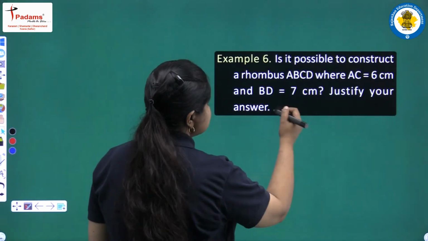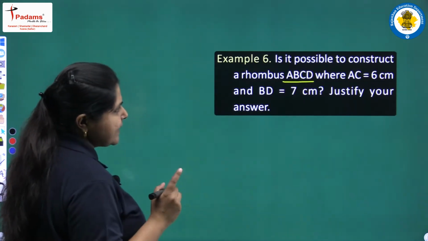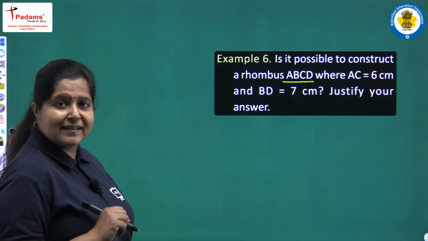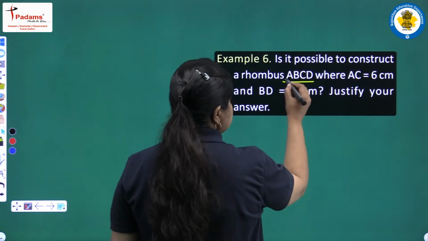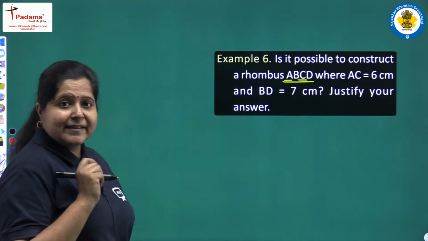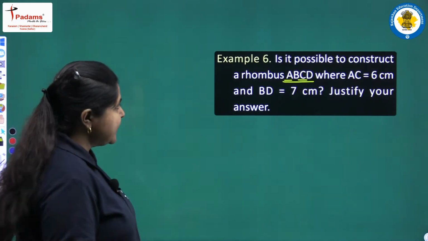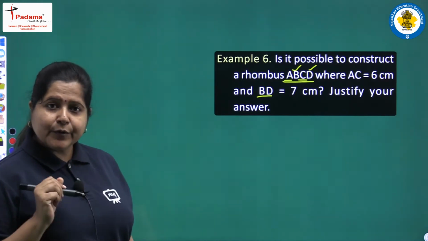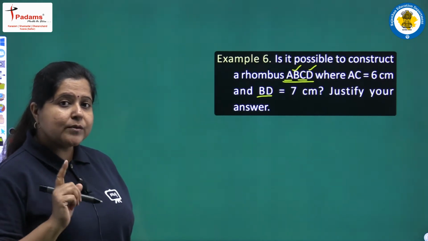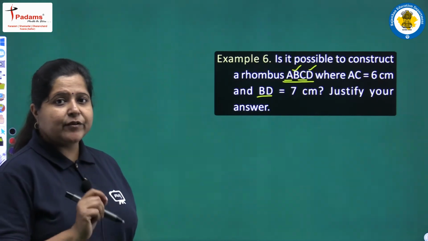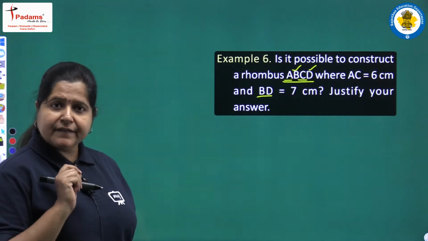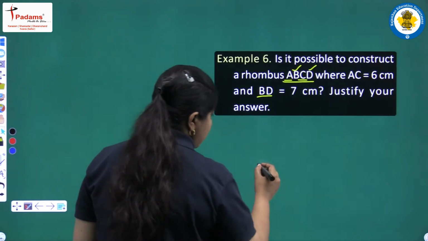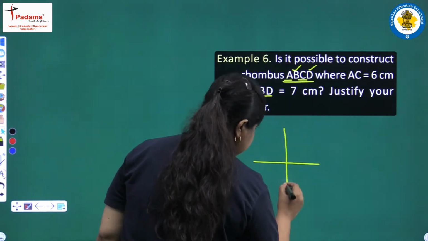Is it possible to construct a rhombus ABCD where AC is given to be 6 centimeter and BD is 7 centimeter? Justify your answer. Here you can see this AC. This represents a diagonal of the rhombus, and also this BD. It also represents a diagonal of the rhombus. So here we have been given only two diagonals. We are not given any side of the rhombus. So first of all, we will draw its rough sketch, and we will take the diagonals in the center. We draw the rough sketch in this way.